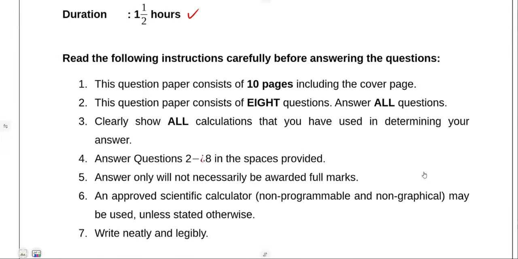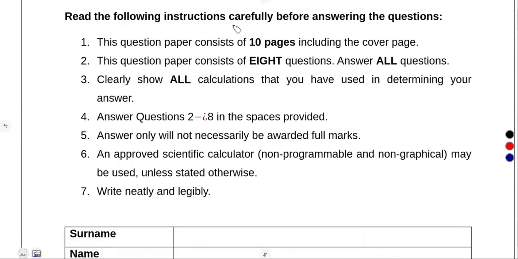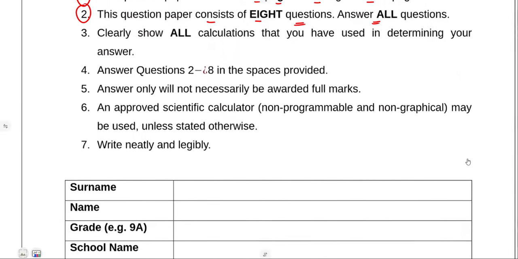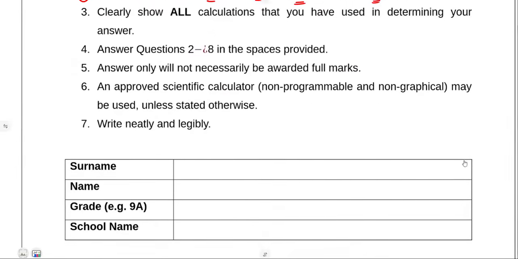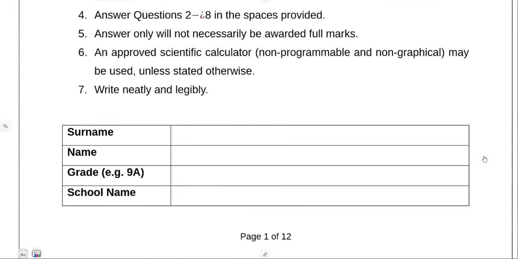We are given the following instructions. Read the following instructions carefully before answering the questions. The question paper consists of 10 pages, including the cover page, and 8 questions, and you are supposed to answer all the questions. Just make sure that you read each and every part of your instruction. On decimal places, you're not told, but you're supposed to leave your answers to 2 decimal places.